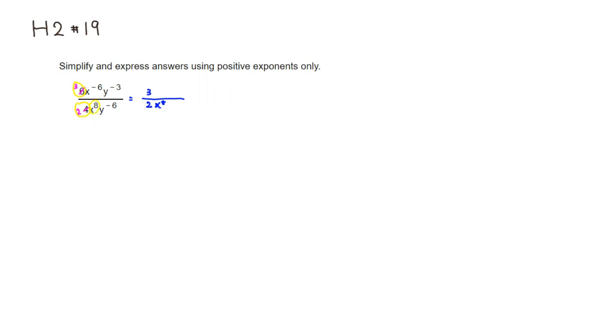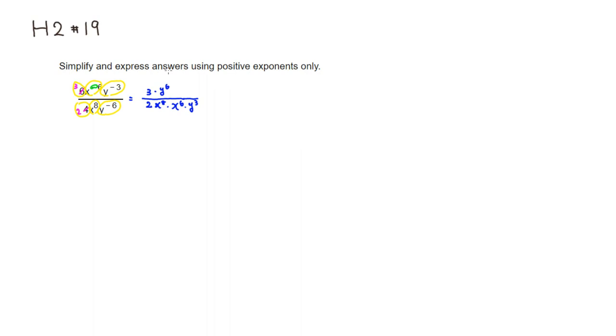Then here, since x to the negative 6 has a negative power, I'm going to put x on the bottom and put a positive 6 power. And y to the negative 3, again a negative power, I'm going to put the y on the bottom, then put a positive 3 power. Then there is a y to the negative 6 power here. Since this is sitting on the bottom with a negative power, I'm going to put this y on top, then put the positive 6 power.